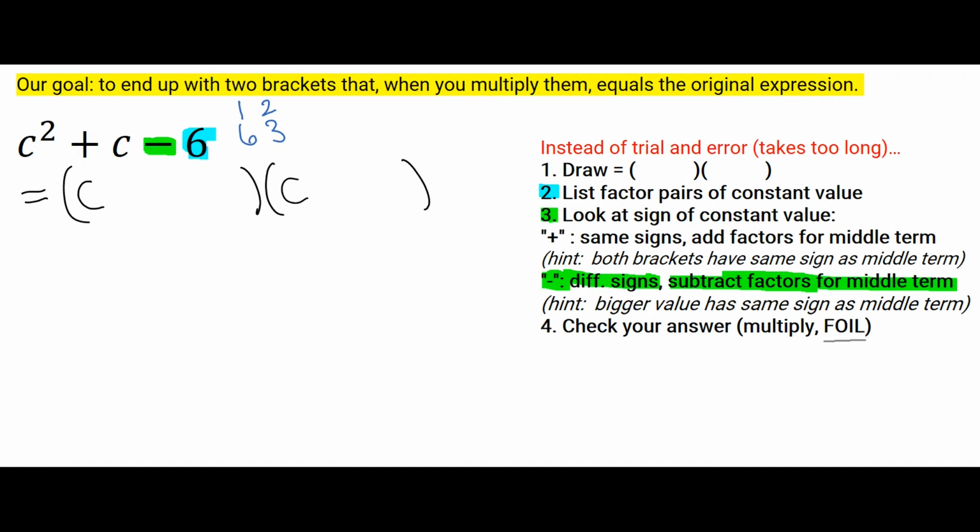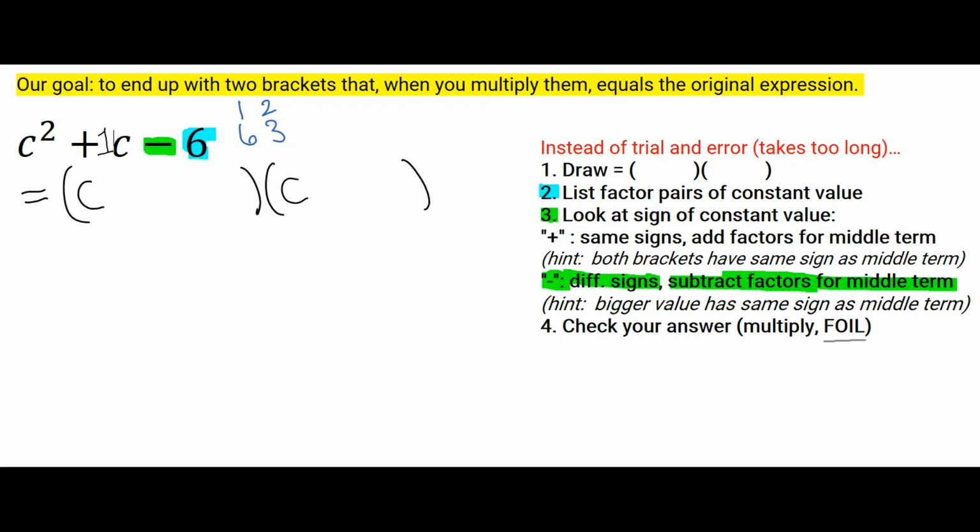Now, what is the middle term in this case? There's a C there, but there's no number in front of the C. And when that happens, you always just imagine it is a 1 because it is a 1. So to make life easier, I'm just going to throw in a 1 over there, 1C, and now we can solve it nicely. We need to find two values that when we subtract them, it equals 1.